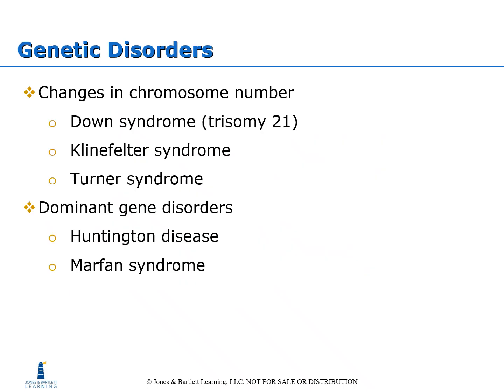Genetic disorders. Chromosome number disorders. Down syndrome, trisomy 21, three copies of chromosome 21. Klinefelter syndrome, XXY, male with extra X, tall, small testes, infertility. Turner syndrome, XO, female missing one X, short, web neck, underdeveloped ovaries. They are usually not inherited. They result from non-disjunction during meiosis.